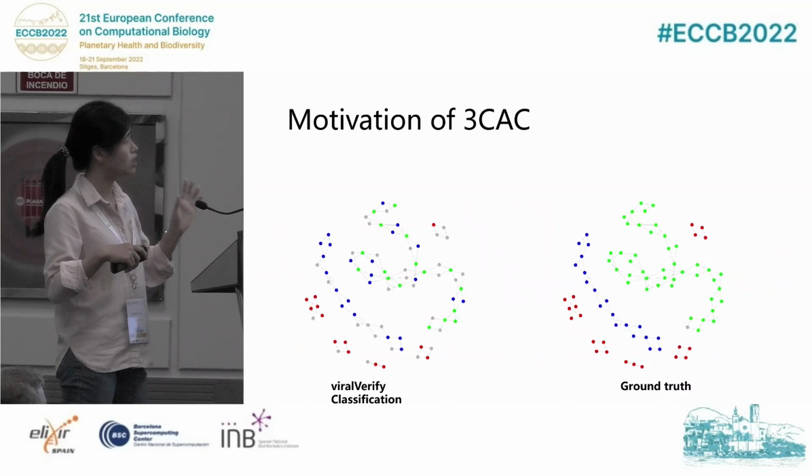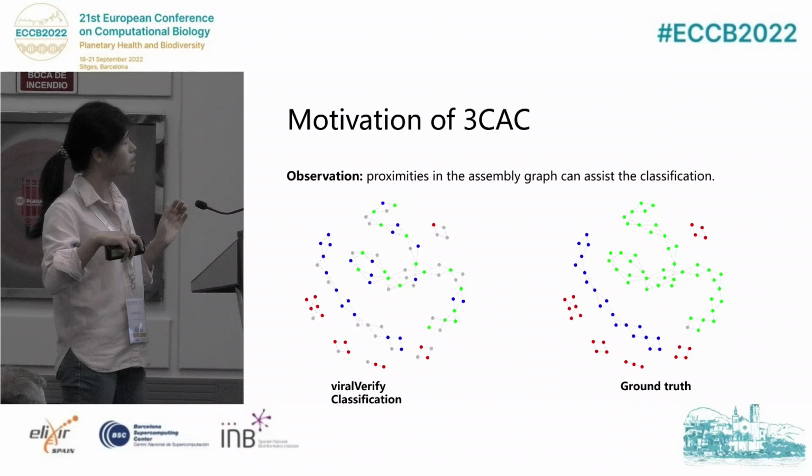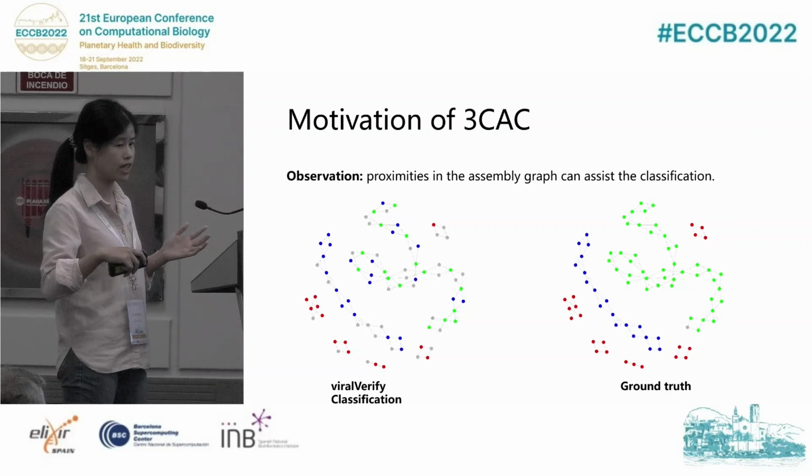We project the classification to the assembly graph, and this is the result on a simulation data set. The left graph shows the result of viral verified classification, and the right graph shows the ground truth. The three colors in the graph respectively represent chromosome, plasmid, and phage. So in these two graphs, we can get a conclusion: the proximities in the assembly graph can help to assist the classification.